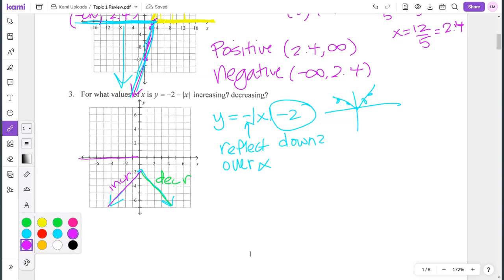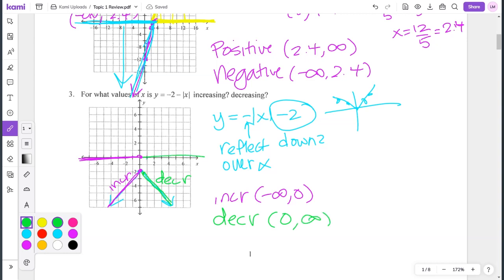All right, we're talking about that with x, right? So my graph is increasing from negative infinity to 0. That's where it stops, right? So increasing from negative infinity to 0, parentheses on all that, and then decreasing from 0 to infinity. So all through here, every y value I pick, as I move to the right, it's going to be lower and lower and lower to get to this line. Okay.